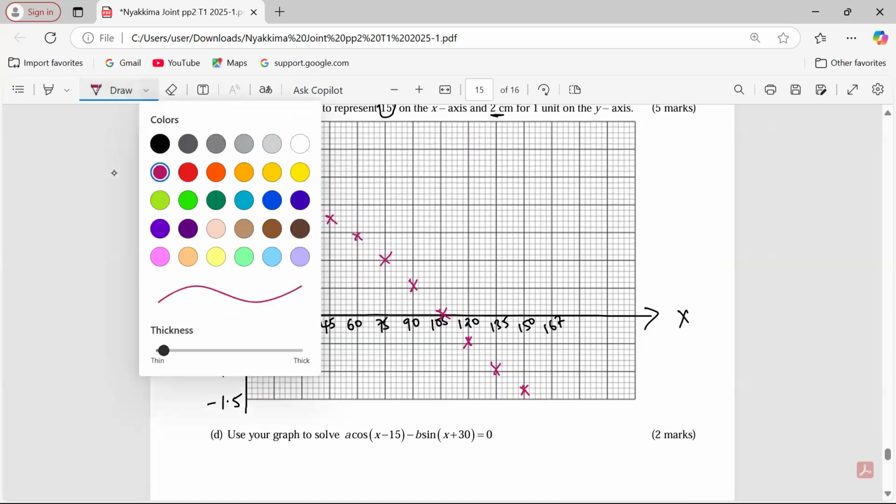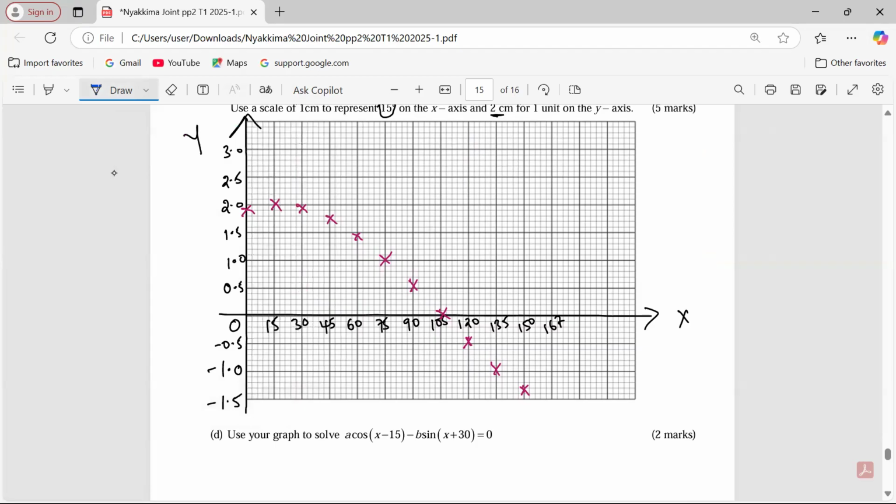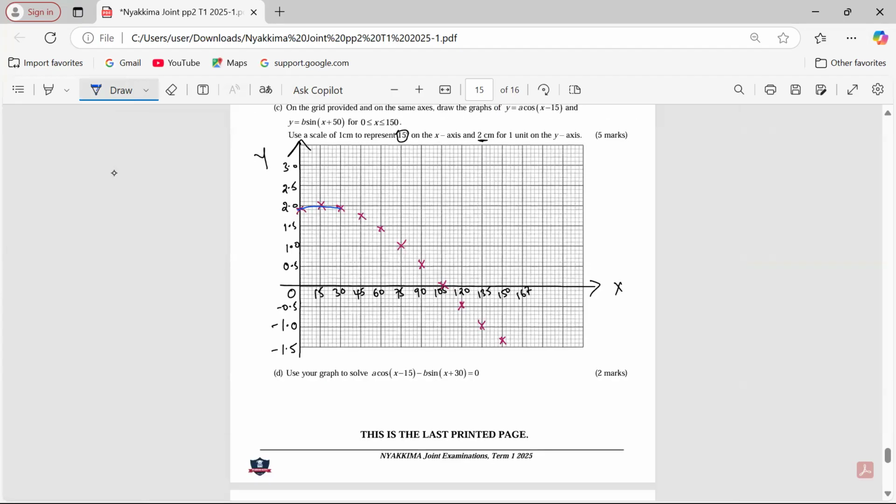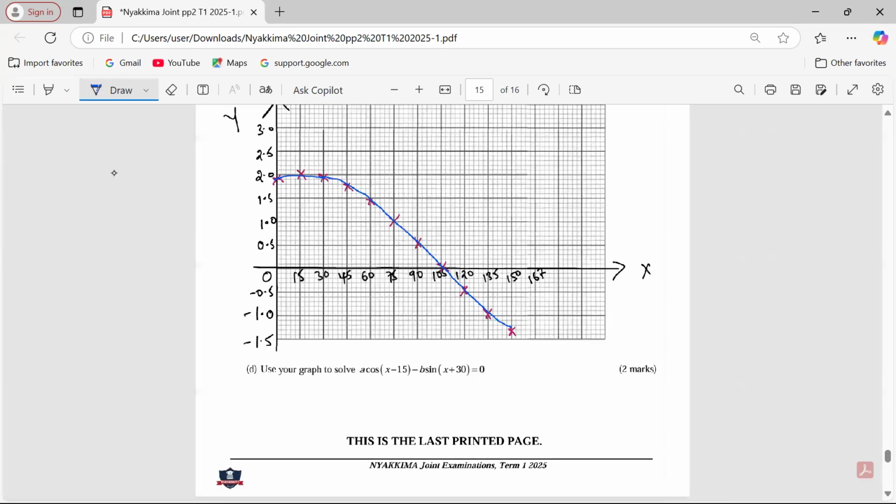Let me use this ink, which is blue. The curve is supposed to be continuous. So let's observe. We are coming up with a very smooth curve. Yeah, that way. That is the first curve.